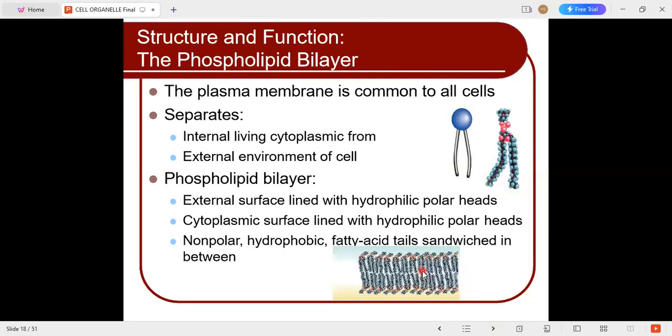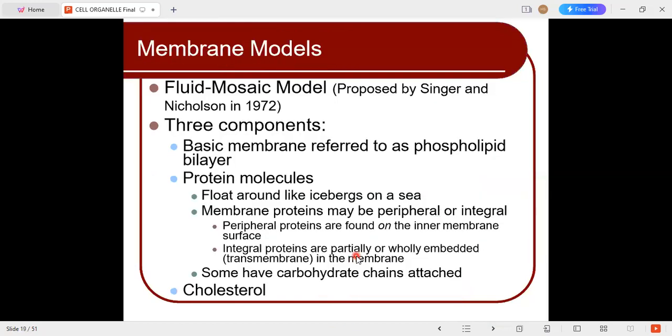So the function of the plasma membrane is usually to separate the internal living cytoplasmic content from the external environment of the cell. And the phospholipid bilayer contains an external surface lined with hydrophilic polar heads, a cytoplasmic surface lined with hydrophilic polar heads, and the non-polar hydrophobic fatty acid tails sandwiched in between. Here you can see these are the hydrophobic fatty acid tails, and the hydrophilic polar heads are faced to the external environment.